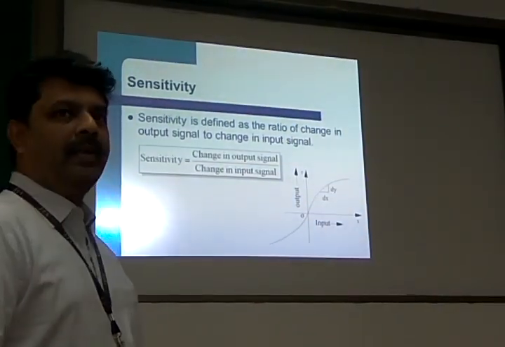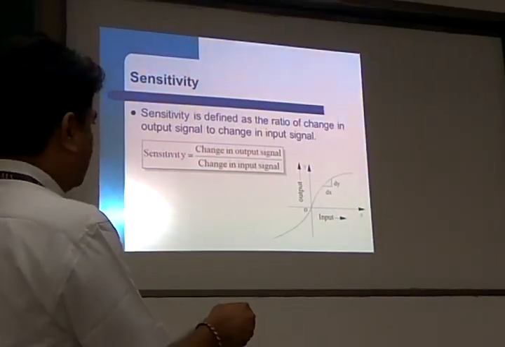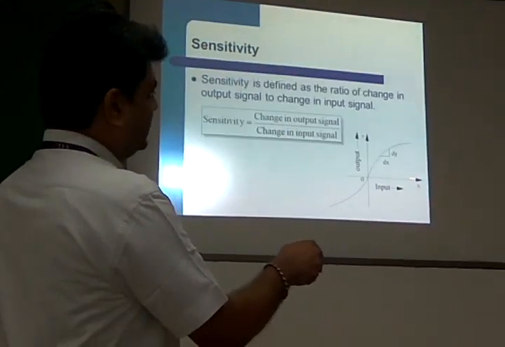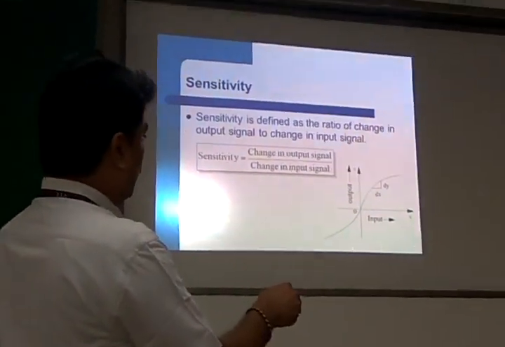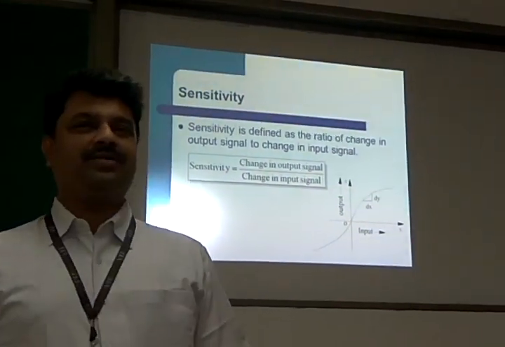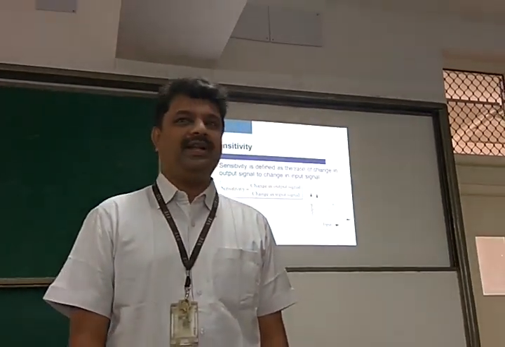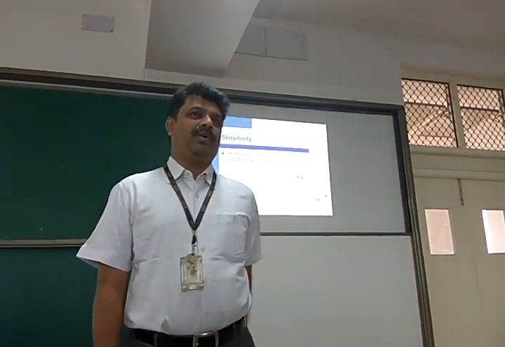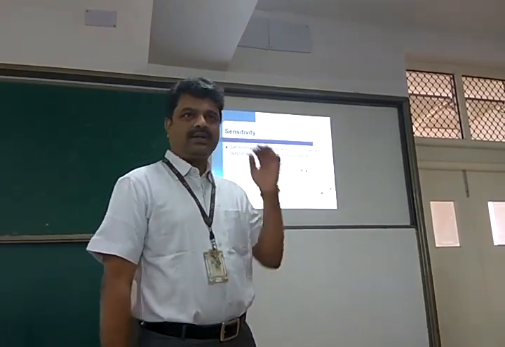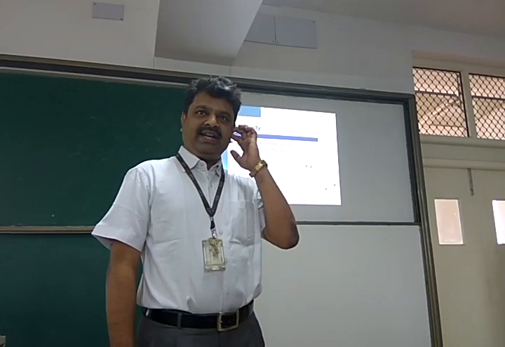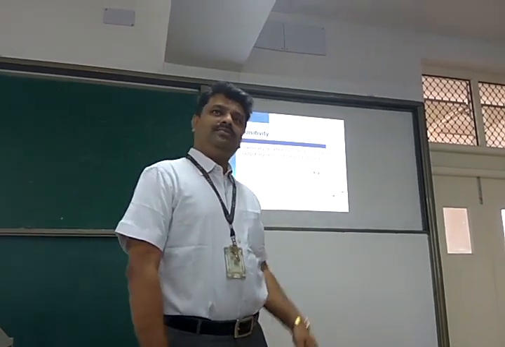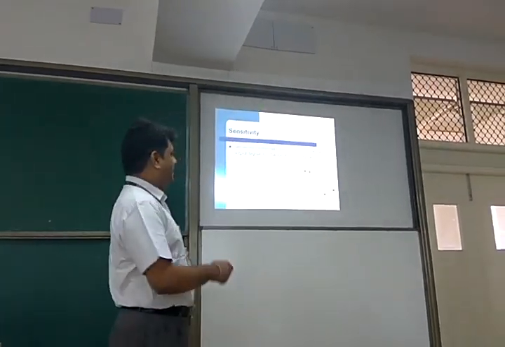It tells dy by dx. If x is the input on the x-axis and output is on the y-axis, then it becomes dy by dx. What is meant by dy by dx? It's a term familiar to you: slope of the curve, slope of the line, whatever it is. When it is a straight line, you can say change in output signal divided by change in input signal.